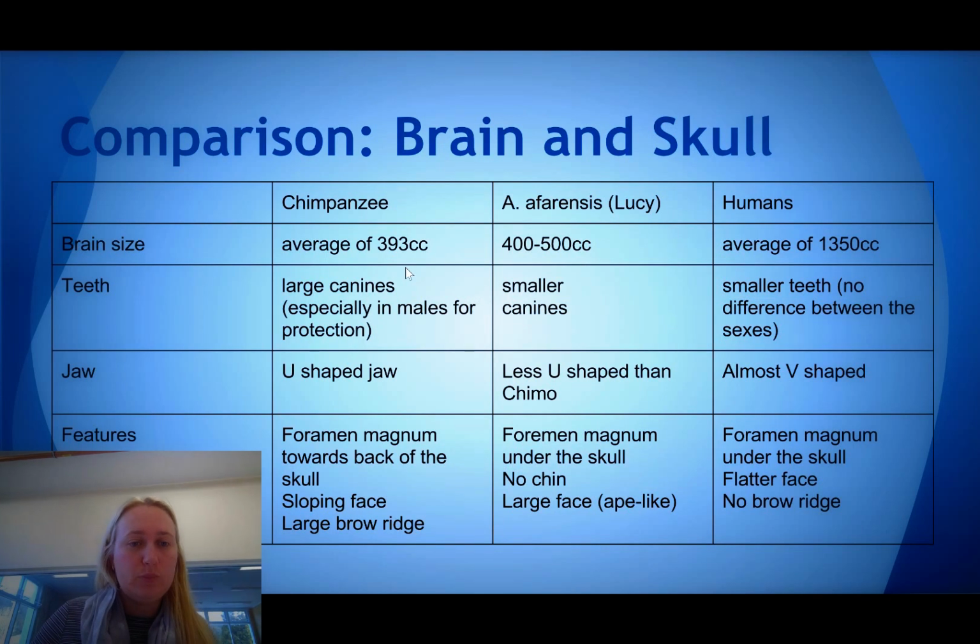So, difference in brain size. So chimpanzee, you're looking at just on 400 cc's, that's an average. It's going to be a little bit different between males and females. Lucy, so I said a little bit more than chimpanzee, somewhere between 400 to 500 cc's, and then humans on average 1,350 cc's. So that's in volume. They work that out pretty much by pouring liquid into the craniums that they find.